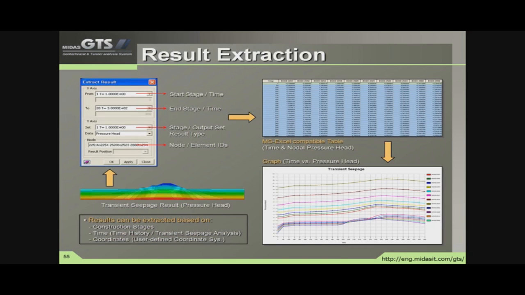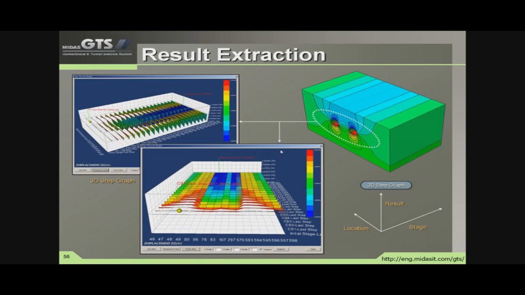Finally, you can obtain the Excel results. You can create several graphs. As you can see here, I have created the transient seepage graph, and the graphs can be automatically created in Excel because we obtain a table from Midas GTS which is Excel compatible. And in Midas GTS you can also obtain the graph as a 3D step graph where the result can be plotted against the stage and the location. So it gives a very good picture of how the stress changes with the stages and the location.